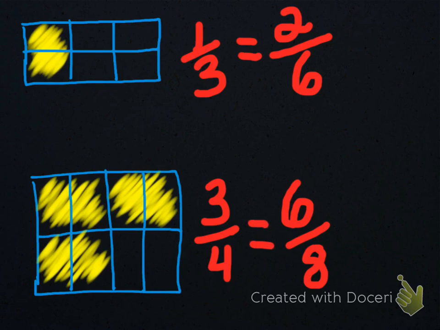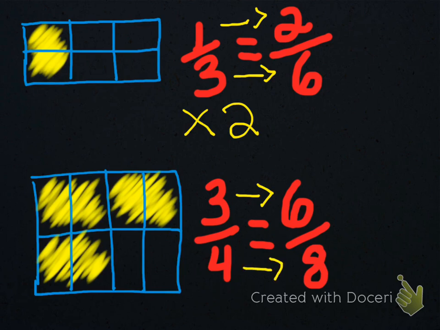Now basically, all I did was double the shape. So let's look at the way that we did it in the last example where we actually showed the multiplication. So if I take 1/3 and multiply the top by 2, I get 2. And when I multiply the 3 by 2, I get 6. Same with the bottom. We doubled that shape. So if I multiply 3 by 2, I get 6. And if I multiply 4 by 2, I get 8. So that is one way of showing the equivalent fractions.